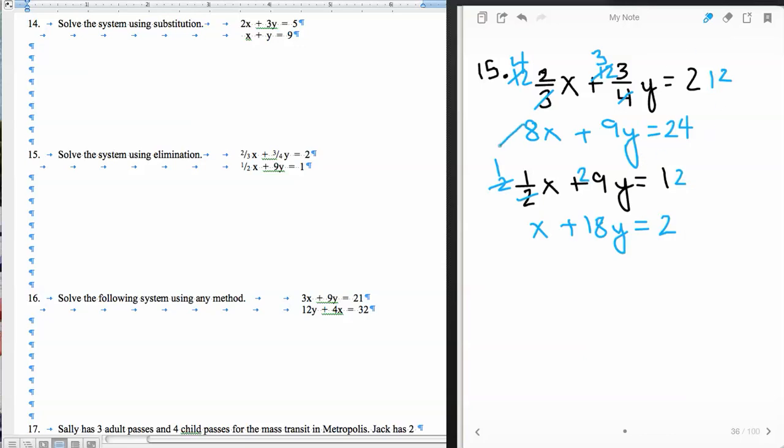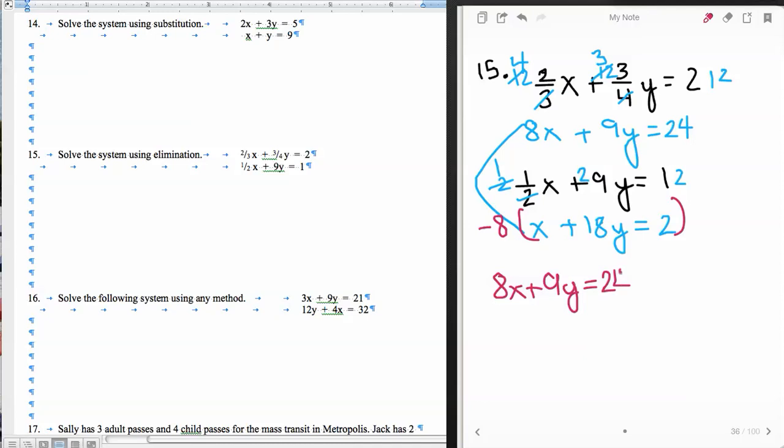And now I have two equations that I can look at, and I want to decide what I want to eliminate. Now in class I eliminated the y's, so I'm going to go ahead and be different. I'm going to eliminate the x's this time. So I'm going to multiply this equation by a negative 8 in order to eliminate those x's. So I'm going to copy my first equation, 8x plus 9y equals 24.